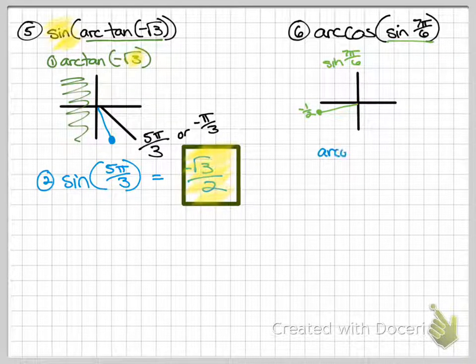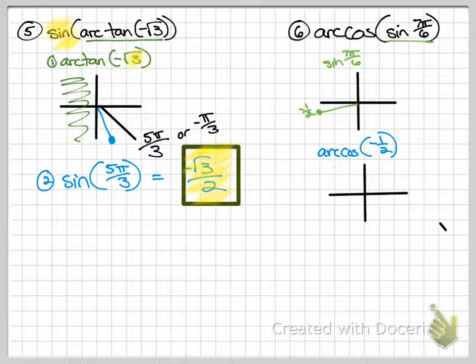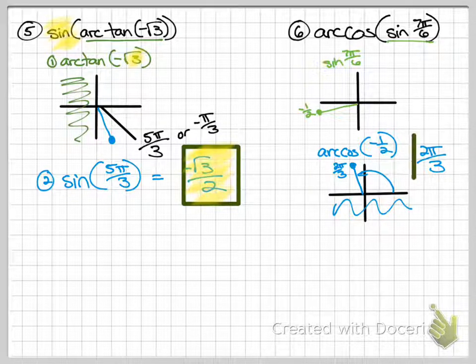Arc cosine of negative 1/2. Arc cosine has shading, can't be down here. Negative 1/2 for cosine, which is the x value, pretty close to the y-axis. That is 2 pi over 3. I don't have to go through the shaded area. The answer to the problem is 2 pi over 3. Notice if it starts with arc, the answer is a radian.